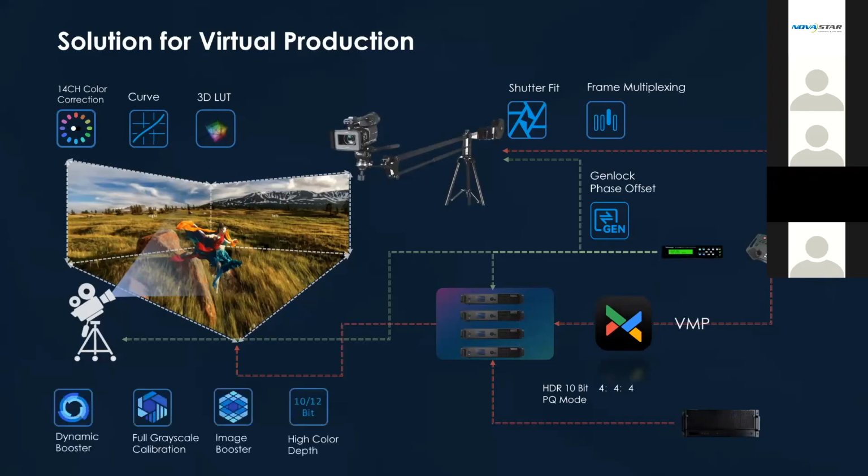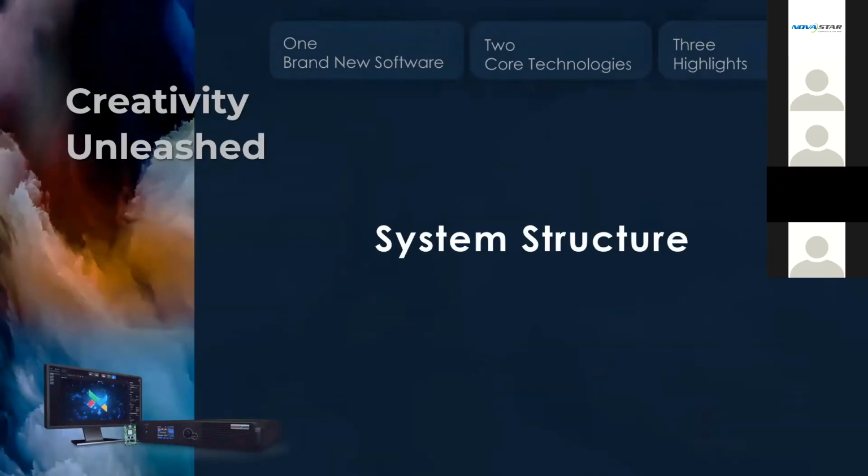Last but not least, the new system also provides two core technologies, dynamic booster and full grayscale calibration, presenting the HDR-like effect and lowering power consumption at the same time. Okay, so by now you may wonder what the whole system structure looks like. Let's check them out together.